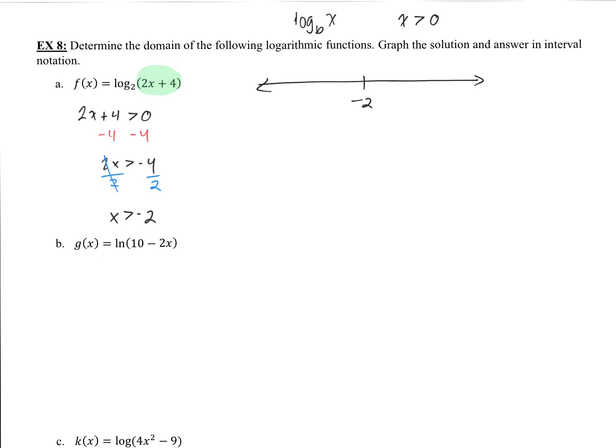X needs to be greater than negative 2, but not equal to. And there we go. Then we'll go ahead and write the domain of f of x. It's going to be from negative 2 to infinity. And those are the allowable values.